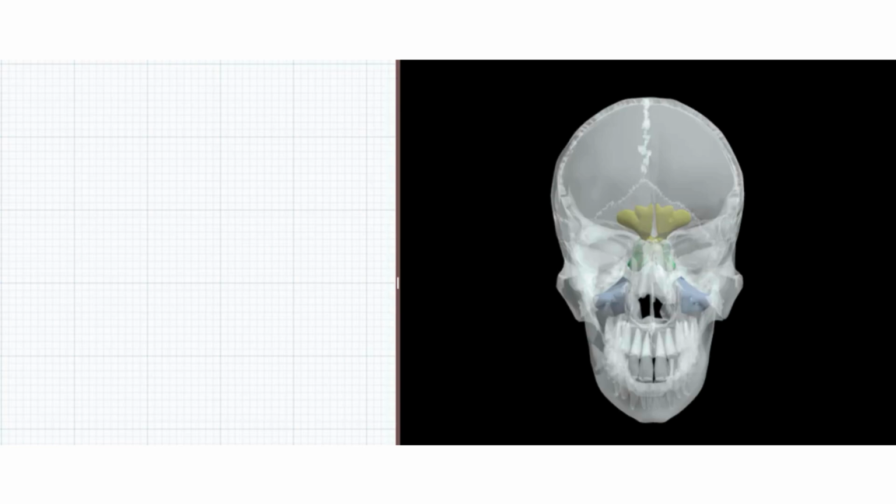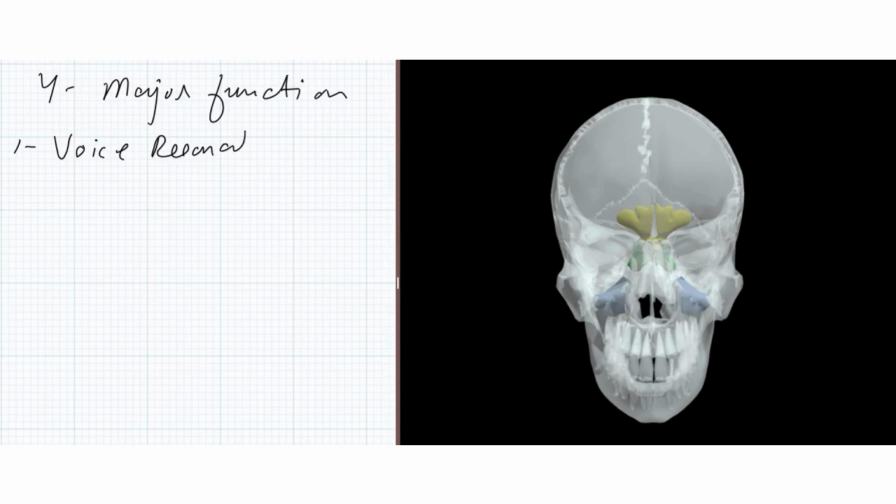Now let's talk about the paranasal sinuses. What are they, where are they located, and what is their significance? So paranasal sinuses are present inside the bone. They have 4 major functions. They act as an excellent voice resonator. They help to reduce the weight of the skull.